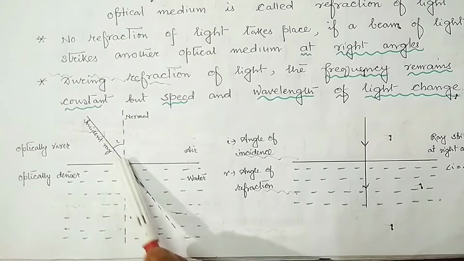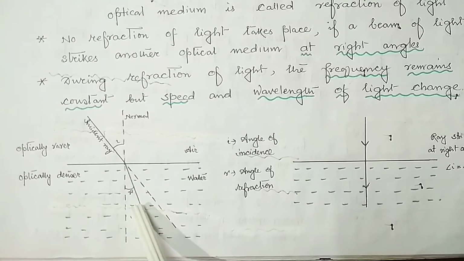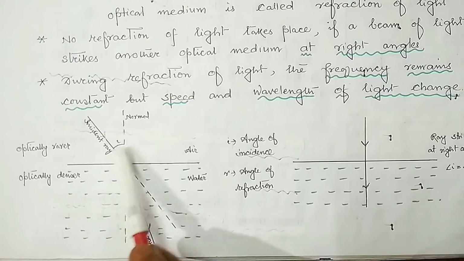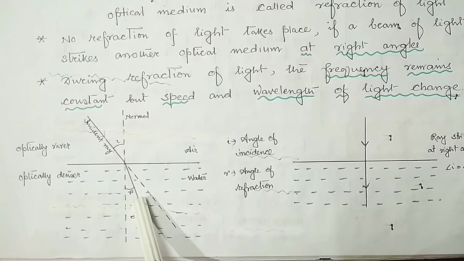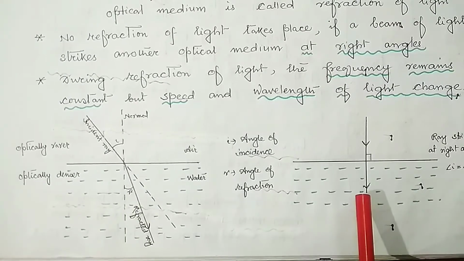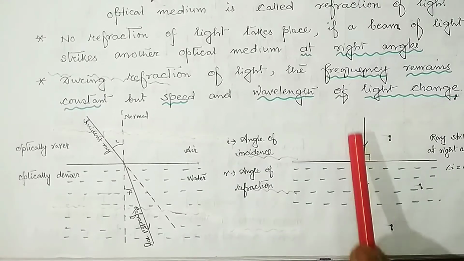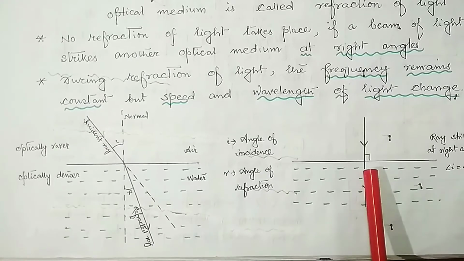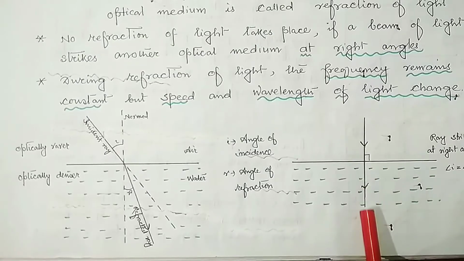This ray of light is supposed to go this way, but instead of going straight, it will deviate towards the normal. This bending of light when a ray of light moves from one transparent medium to another optical medium of different densities is known as refraction of light. Now one thing you have to keep in mind: no refraction of light takes place if a beam of light or a ray of light strikes another optical medium at right angles. Here you can see the angle is 90 degrees. So in that case, the ray will pass straight without causing any type of refraction.